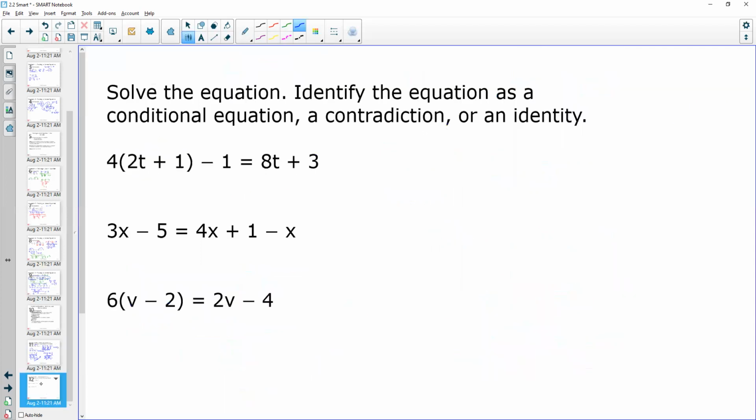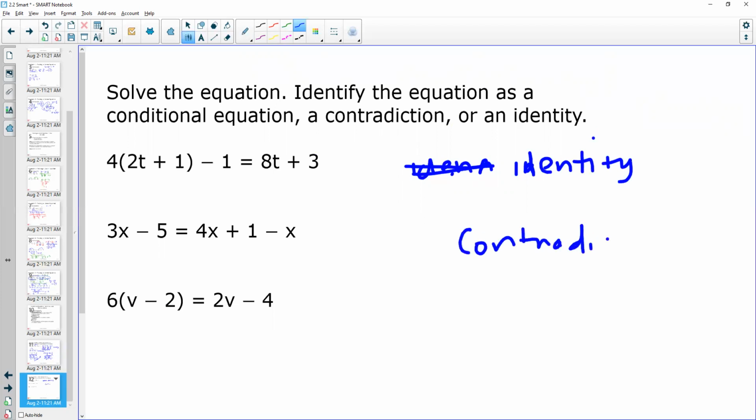So you go through and try these. See if you can figure them out. See how it works. I will tell you that the first one is an identity, I-D-E-N-T-I-T-Y. The second one should be a contradiction. And the last one should be conditional.